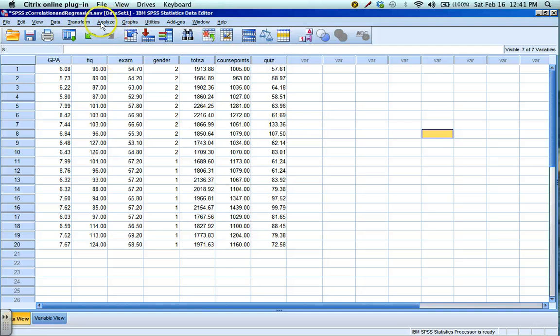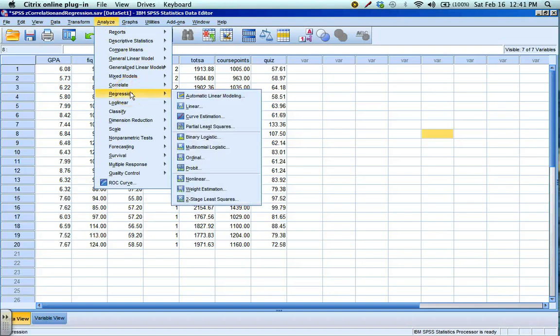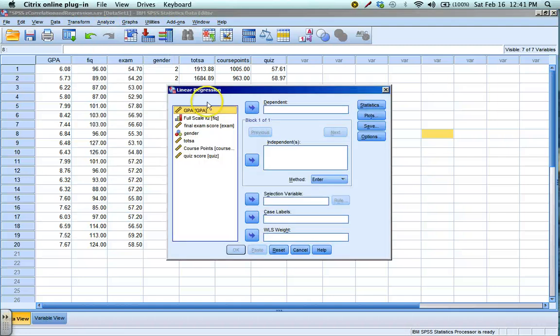All right, so I'm going to go into Analyze. We want to do a regression, and specifically a linear regression. So I'm going to go down and click here, Linear. You see there's a lot of other things in here, but we're not messing with any of those right now. I'm going to click on Linear, then choose the dependent variable and the independent variable.